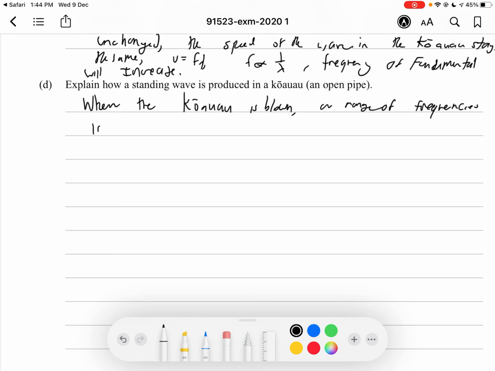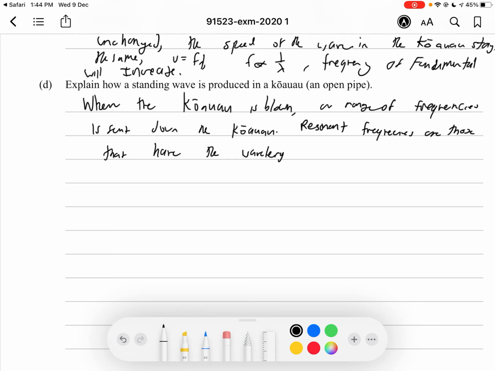A range of frequencies is sent down the pipe, so we can say that resonant frequencies are those wavelengths that fit the pipe. This means that the wavelengths that fit the pipe are when the length is a multiple of half the wavelength.